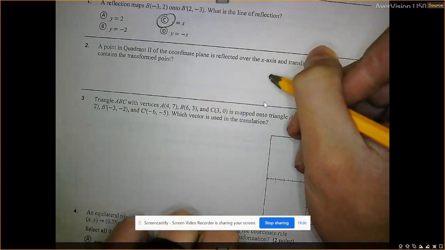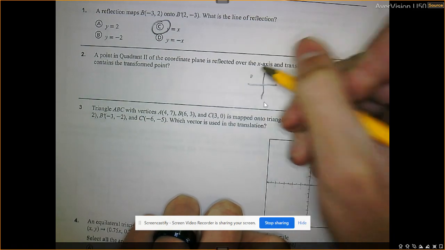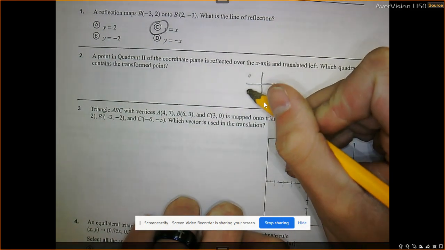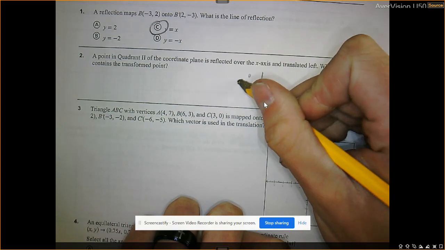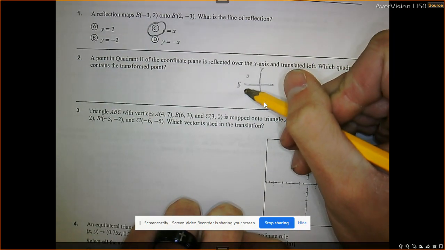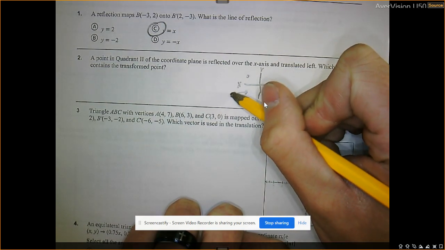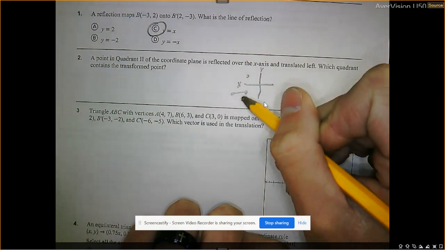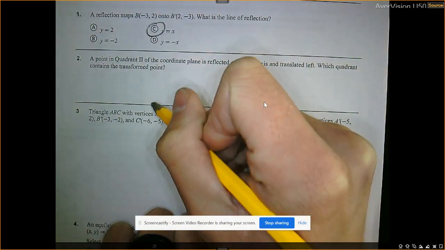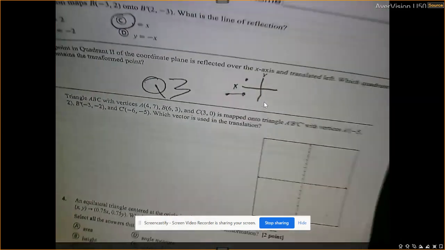Okay, a point in quadrant 2. Visualize this real quick. Quadrant 2 is right here. So a point's up here. It's reflected over the x-axis. So it's going to become over here, right? This is my x-axis, this is my y-axis. If I'm reflecting it over here, it's now down here, and then translated left, now going this way. Which quadrant contains the point? Well, either way, it's still down here in quadrant 3. Okay, going on now.